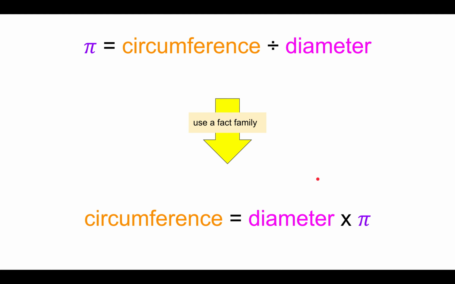So what if I wanted to find the circumference of a circle? The only measurement that I actually need is the diameter. And I would take the diameter and multiply it by pi, or its approximation, 3.14. So let's reiterate. To find the circumference of any circle, you just take its diameter and multiply it by pi.